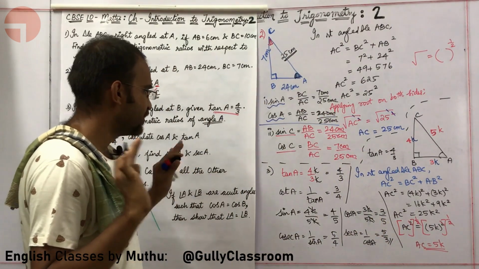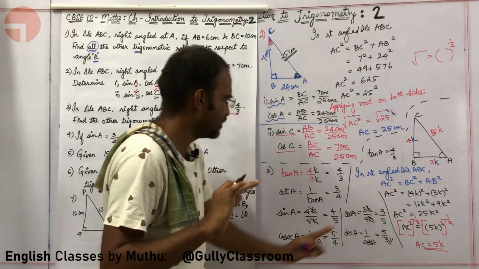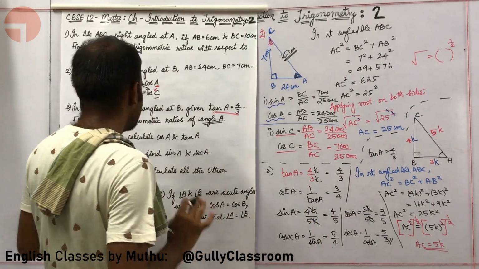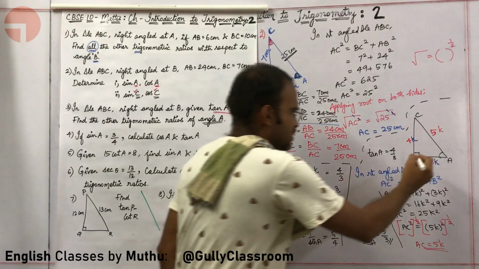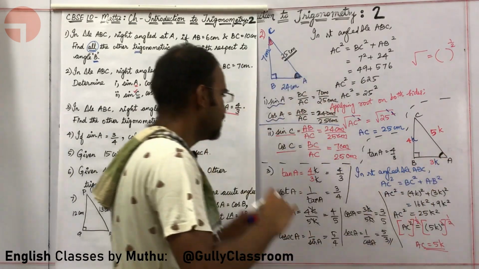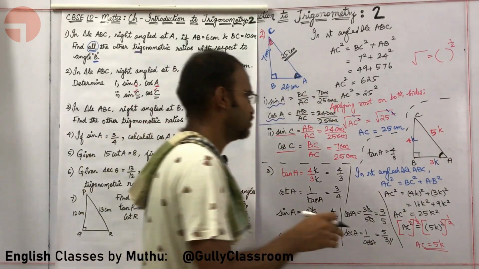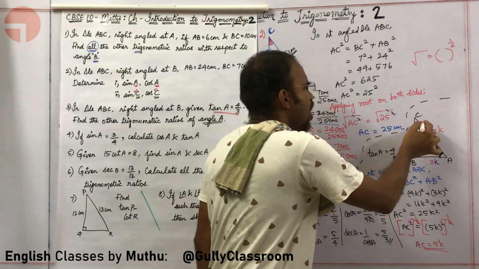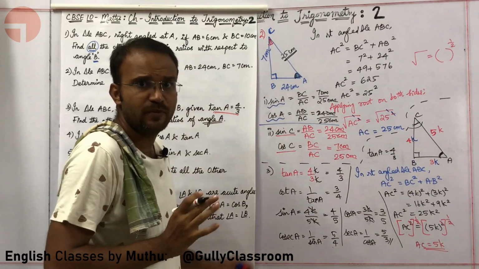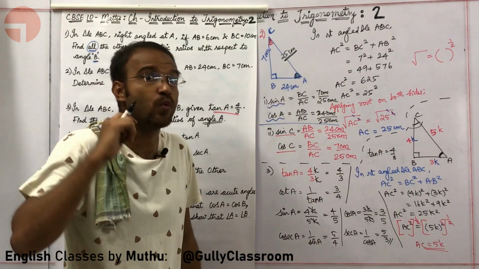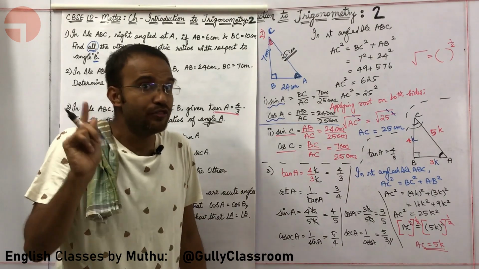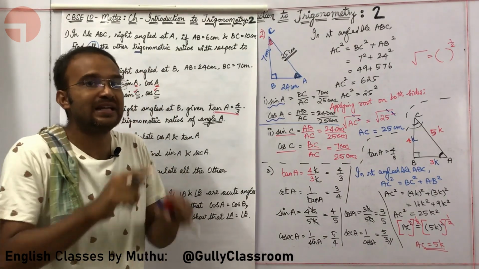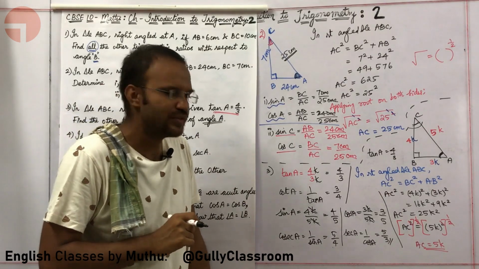Fine sir. Now I have found out all the 6 trigonometric ratios with respect to the third problem, with respect to this particular angle A. If I find all the trigonometric ratios with respect to the angle C, all these values will obviously change, because the trigonometric ratios depend only on the angle values. They do not really depend on the length of the sides.